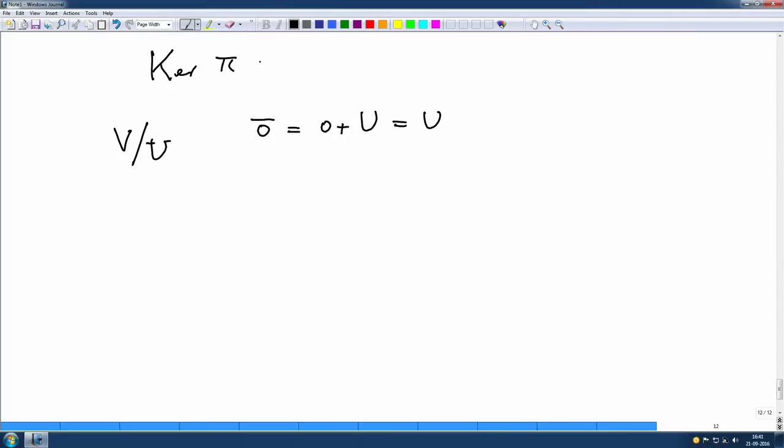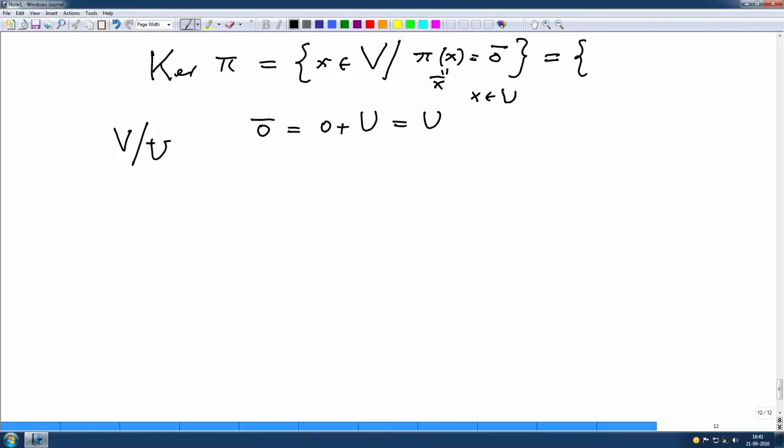So the kernel of pi is by definition all those x in V such that pi of x is 0 bar. But this is the same as x bar is 0 bar. That means x belongs to U. So this is the same as x in V such that x belongs to U. This is nothing but U. So U is the kernel of pi, and therefore we will get a formula.